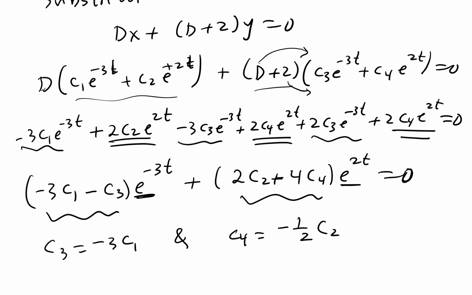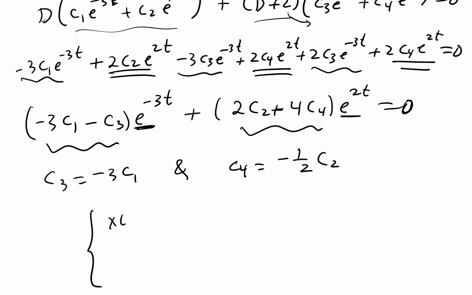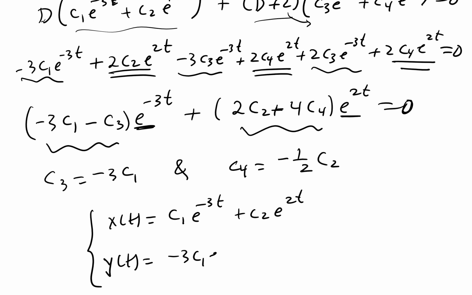Why did we solve for them? Well, because we need to go back and replace in y of t, because x of t stays the same, the C1 and C2. But for y of t, we replace the C3 with negative 3C1 e to the negative 3t and C4 with negative 1/2 C2 e to the 2t. This is the actual solution to that system of equations.